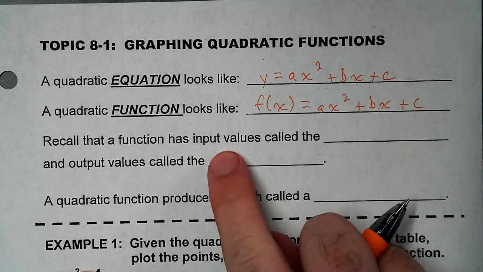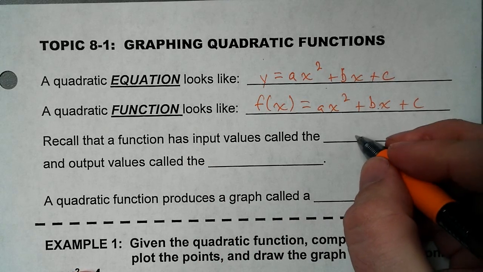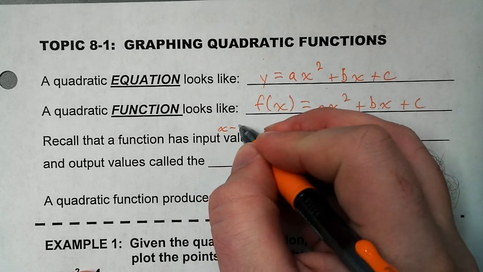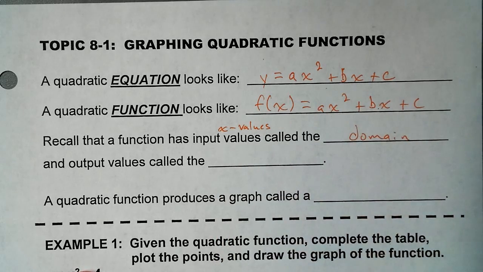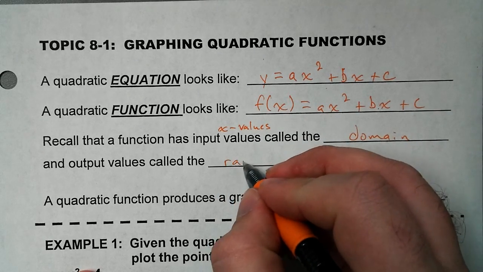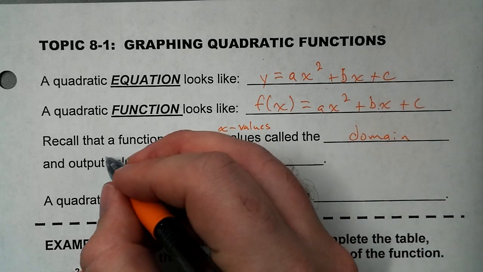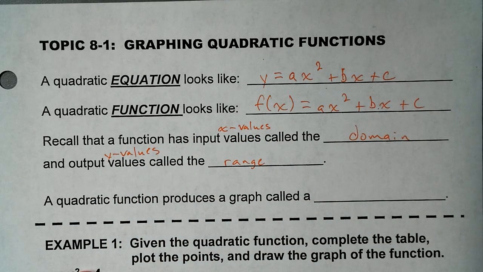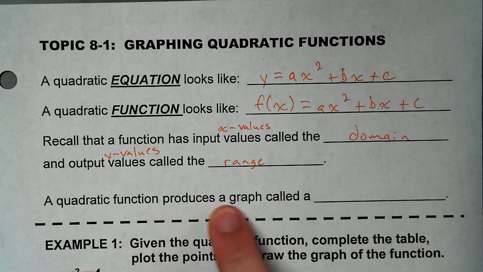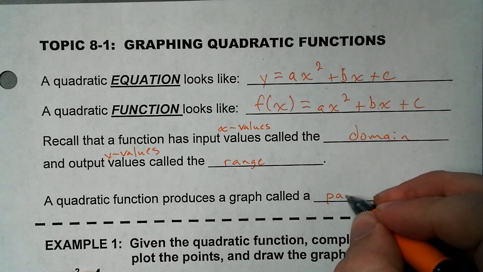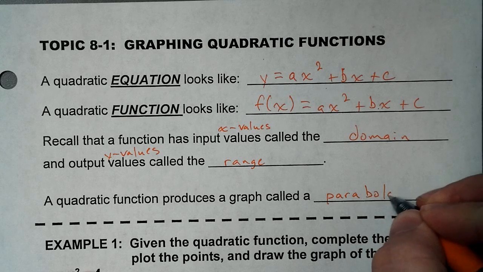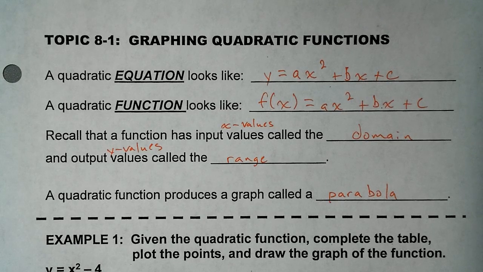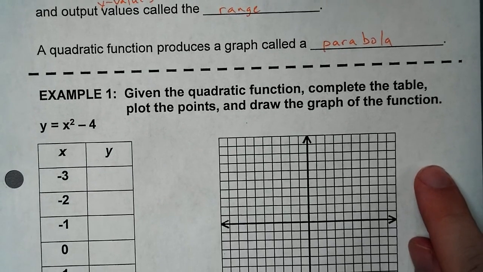Now remember, a function has input values called the domain, and the domain is our x values, and output values called the range, and those are going to be our y values. The quadratic function produces a graph that is called a parabola. It's going to look like a U. All right? Now, here's how we can graph a parabola.